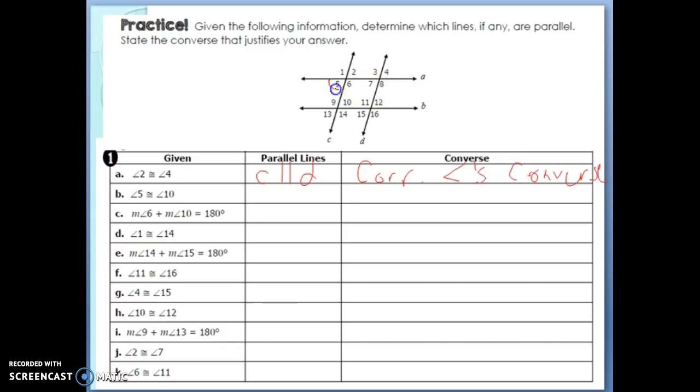Angle 5 is congruent to angle 10. So those angles share line C. So that's the transversal, line C. So those angles are alternate interior angles. So the lines that they don't share, A is parallel to line B because the transversal C goes through them. And they are alternate interior. So alt-int angles.